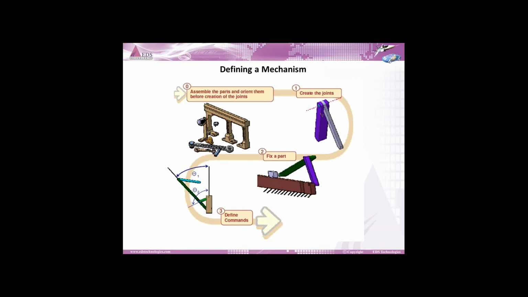Defining a mechanism is nothing but, as I said, bringing all the separate parts into one single assembly, and then applying a joint for each and every individual part. So there are links between them; each and every part will have a link. Once a link is created, you will give a command to simulate it.